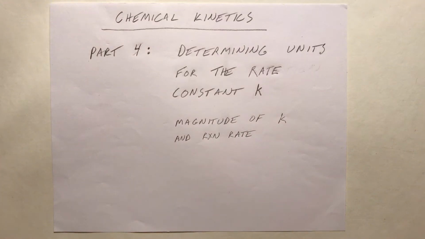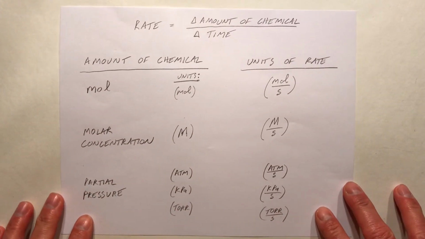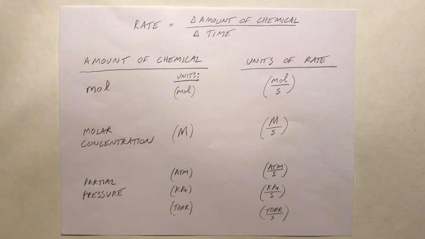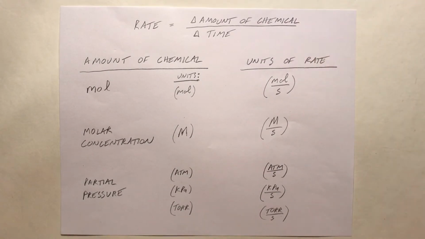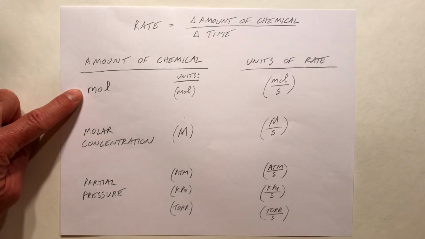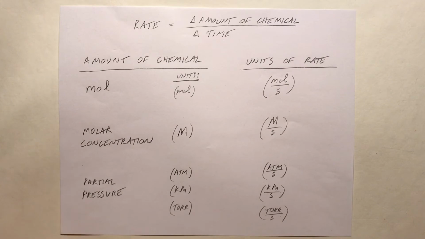Chemical Kinetics, Part 4: determining the units for the rate constant K, and also we're going to take a look at how the magnitude of K affects the reaction rate. So remember that the rate of a reaction is a change in the amount of chemical divided by the change in time, and that we can describe that amount of chemical as moles, molarity or molar concentration, and partial pressure.